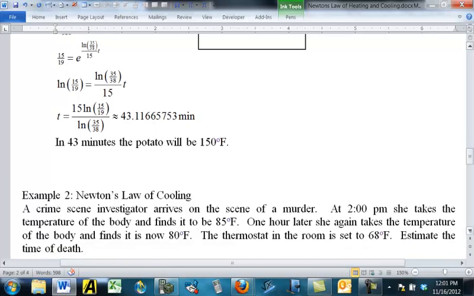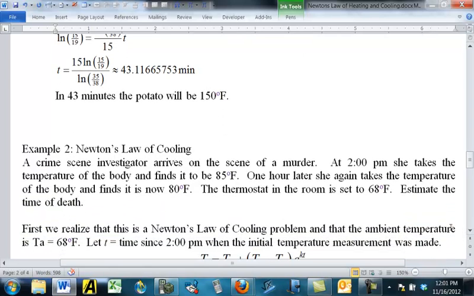Alright, here's an example of Newton's law of cooling. You might see this on all the cop shows or whatever, CSI. A crime scene investigator arrives on the scene of a murder. At 2:00 p.m. she takes the temperature of the victim's body and finds it to be 85 degrees Fahrenheit. 1 hour later, she again takes the temperature of the body and finds it is now 80 degrees Fahrenheit. She walks over to the thermostat and notices it's set to 68 degrees Fahrenheit.